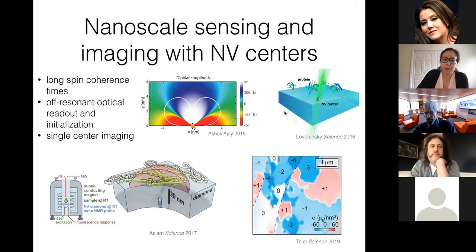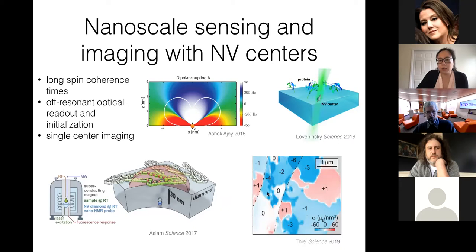With this property in mind, there have been a large number of groups who have been focused on trying to use the NV center for nanoscale sensing, for example, by placing biomolecules at the surface of diamond and using the NV center to do nanoscale nuclear magnetic resonance. People have recently pushed these techniques to achieve even chemical shift resolution of nanoscale volumes in NMR.